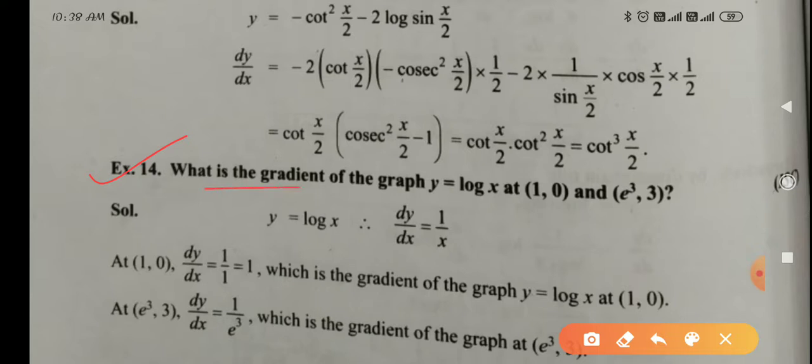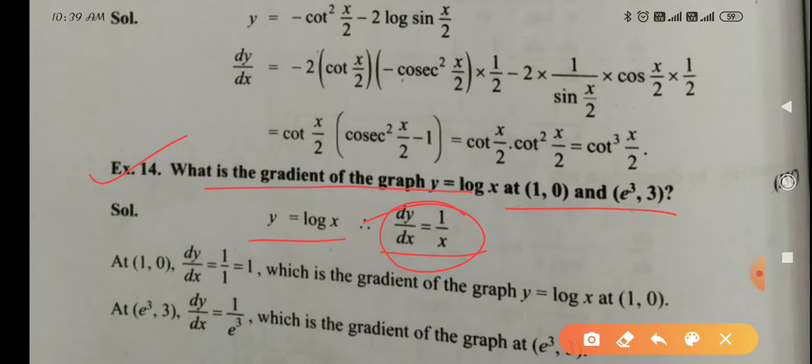Now 14th example. What is the gradient of the graph y equals log x at (1, 0) and (e cubed, 3)? Gradient means slope. I told you slope in class 11th also. I told you if any function is given, then its derivative dy upon dx gives the slope of the function at a particular point. So y equals log x is given, so dy upon dx equals 1 upon x. This is the slope of the function at point (x, y).